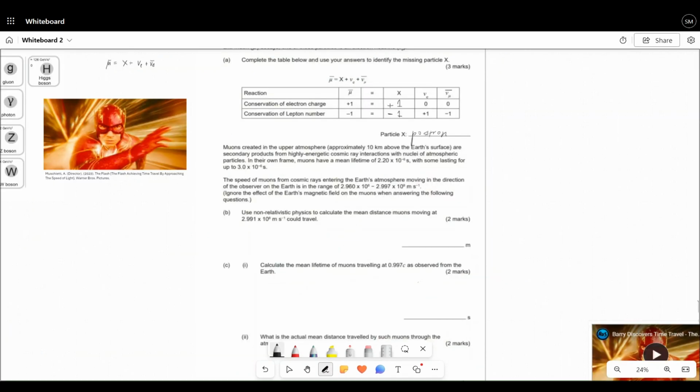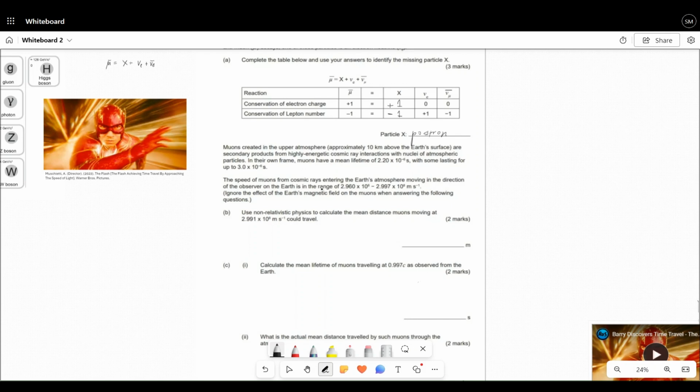Okay, so let's do the second part of the question. Muons created in the upper atmosphere, approximately 10 kilometers above the Earth's surface, are secondary products from highly energetic cosmic ray interactions with nuclei of atmospheric particles. In their own frame, muons have a mean lifetime of 2.2 times 10 to the negative 6, with some lasting up to 3 times 10 to the negative 6 seconds.